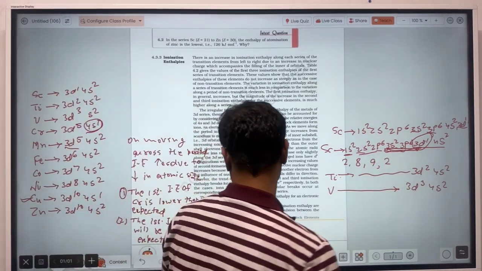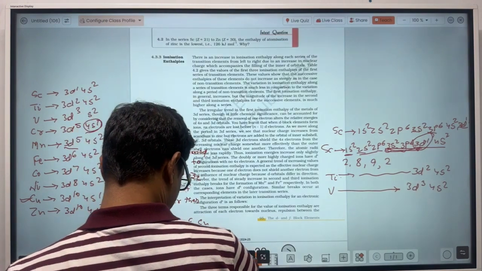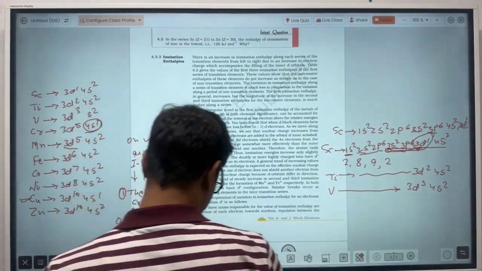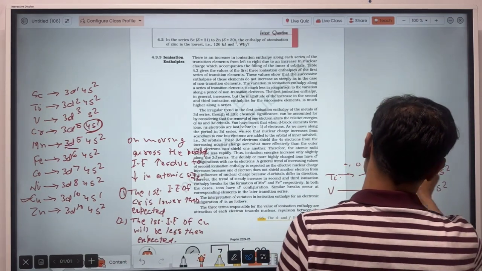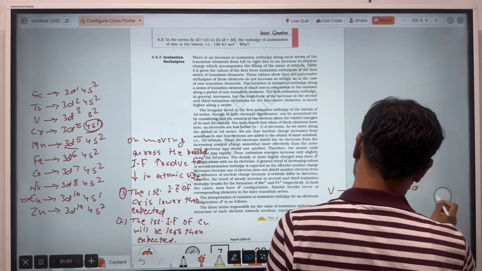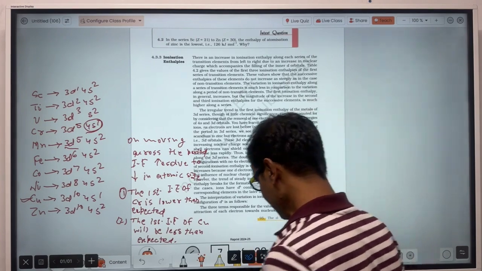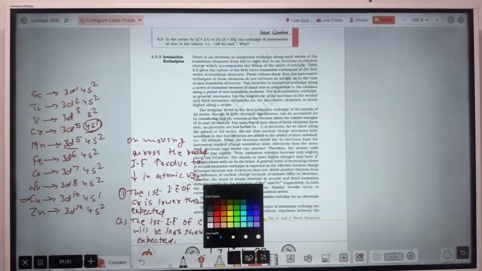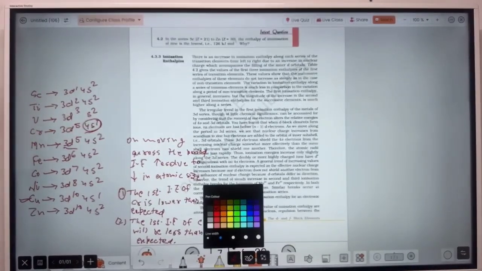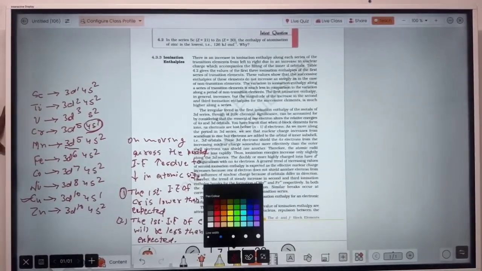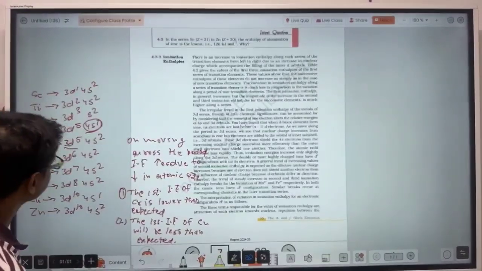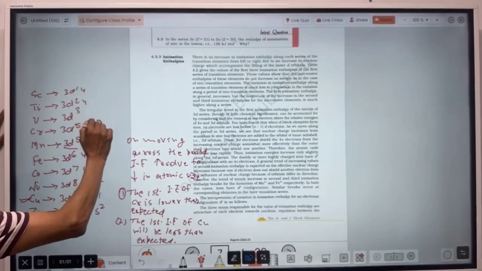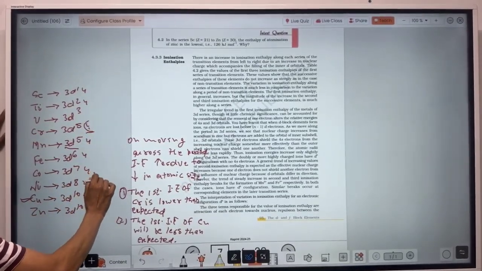Okay, then after, let's see about the second ionization enthalpy. Now let's see the second point. Now we will discuss the second ionization enthalpy. After losing the electron from these elements, when these elements release one electron, what will be the electronic configuration? So let's see here. Everywhere there will be one electron.